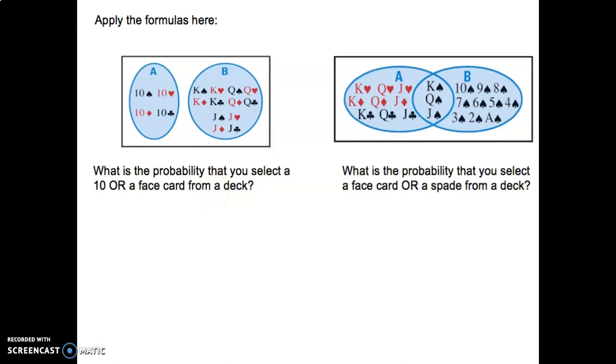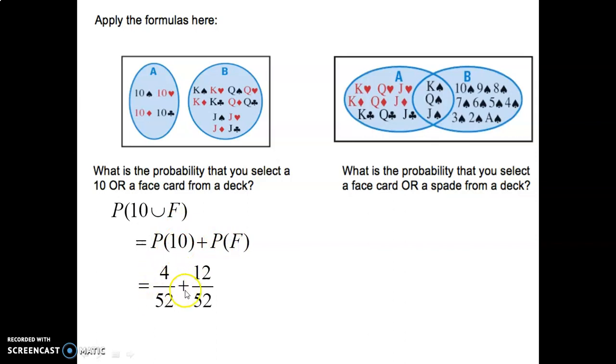Please challenge yourself to set this up using a formula before you use any numbers. Okay, here we go. So we have the probability of 10s or face cards. Since this is mutually exclusive, we simply add the two probabilities. Probability of a 10 plus face cards, so there are 4 10s and 12 face cards. In total, we have a probability of 16 out of 52, which reduces to 4 out of 13.